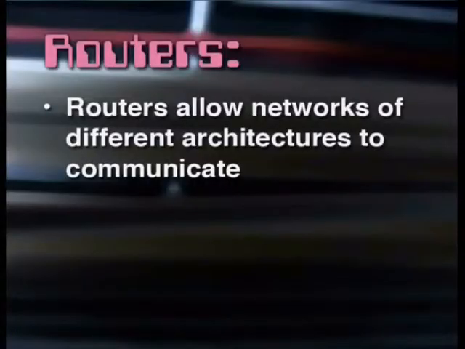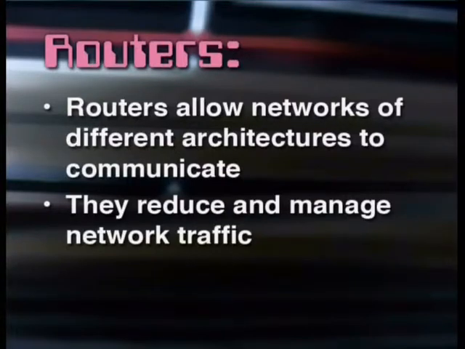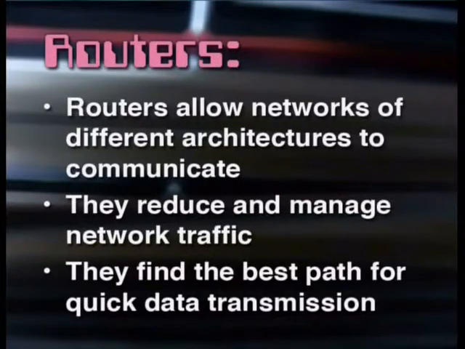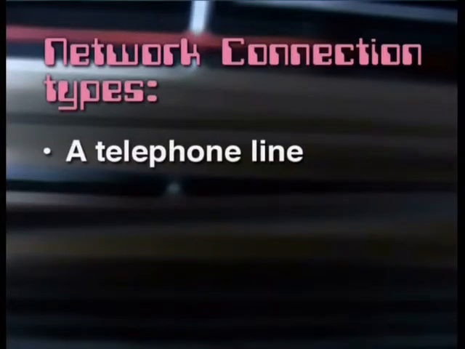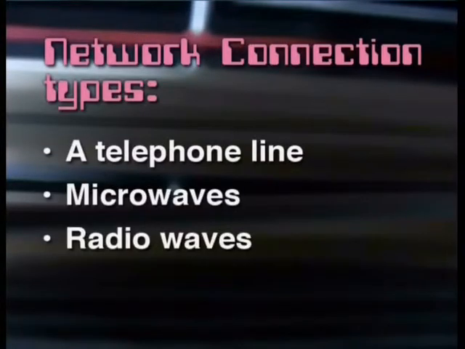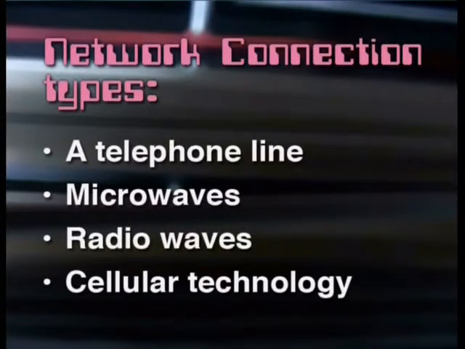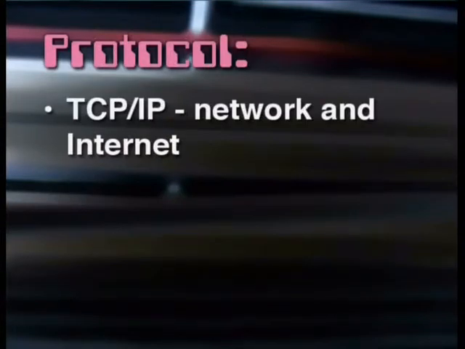Okay, guys, before we carry on, let's do a quick recap of all the things we've learned today. We've learned that routers allow networks of different architectures to communicate. They reduce and manage network traffic. They find the best path for quick data transmission. And you can connect to a network using a telephone line, microwaves, radio waves, or cellular technology. We also learned that network standards must be met and a protocol must be followed so that devices can communicate.